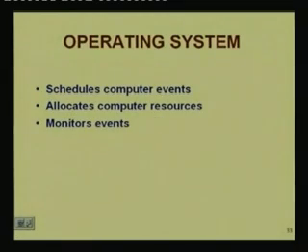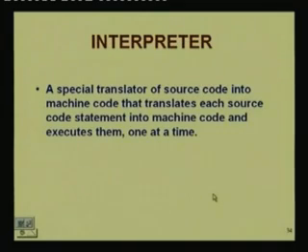An operating system, like your Unix, Linux, or Windows, schedules computer events, allocates computer resources, and monitors events. An interpreter is a special translator of source code into machine code that translates each source code statement into machine code and executes them one at a time. So you see, interpreters are those kind of software which you do not compile. Basically, whenever you compile something, the source code becomes an object code.